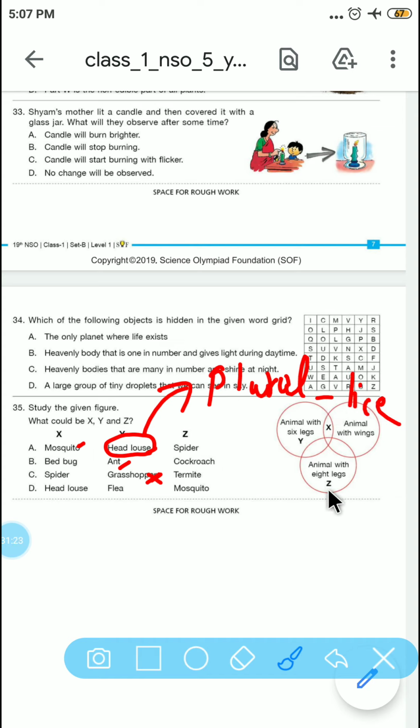And then the last one is animal with 8 legs. So the animal with 8 legs is a spider. So the correct option here is option A. So we have successfully solved the question paper of NSO 2016 Set B Class 1.